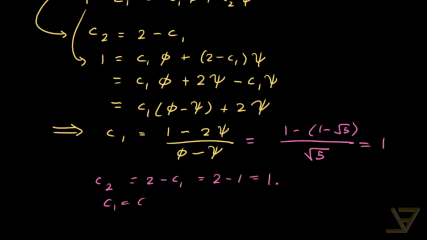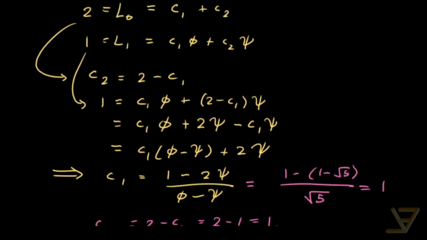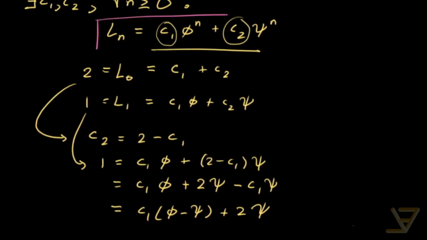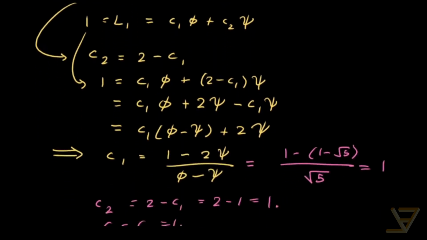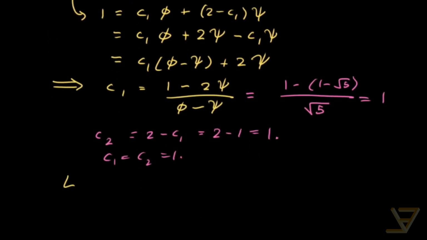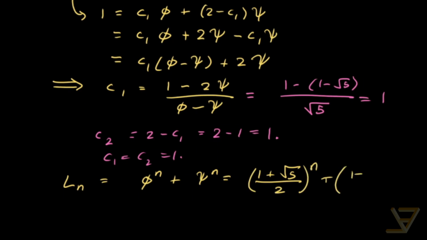So c1 equals c2 equals 1, and according to the theory of linear recurrences, we can just write that Ln is equal to phi to the n plus c to the n. So that's equal to (1 plus square root of 5 over 2) to the n plus (1 minus square root of 5 over 2) to the n. And I know this doesn't even look like it outputs integers, but there are enough cancellations that it does always output an integer for non-negative integers n.